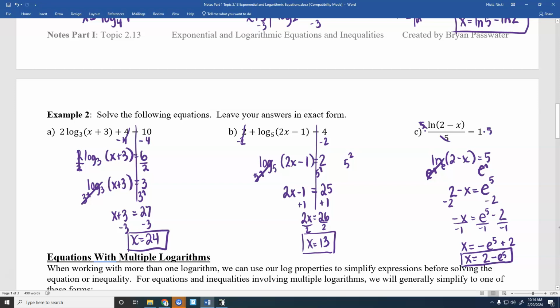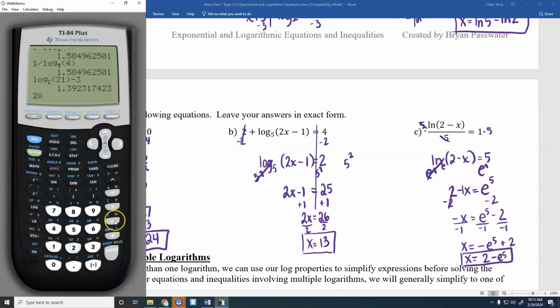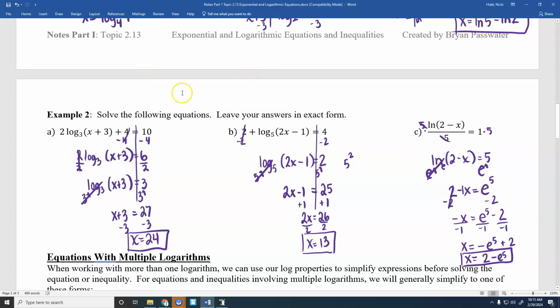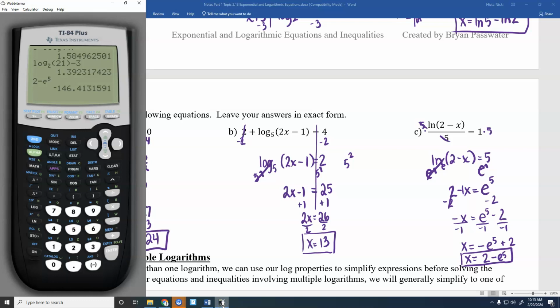So why do we divide by negative? Because you still had that minus right there in front of your x, which is like having a -1 with that x. So the 2 right here, when we got rid of it, that minus was still there. So we had to divide by -1 to get rid of the negative in front of the x. And that doesn't feel like a number answer, but it is. If we type it into the calculator, we have 2 minus e to the 5th, which is -146.4.